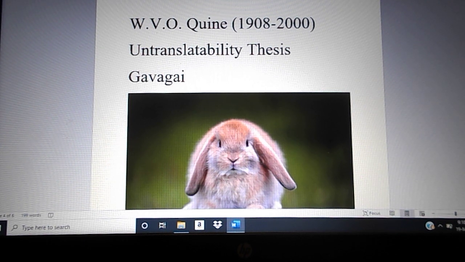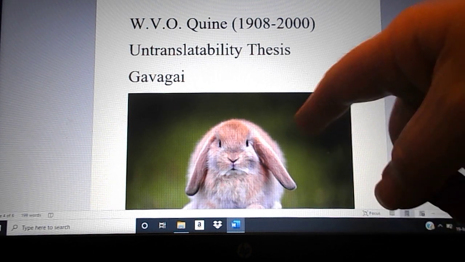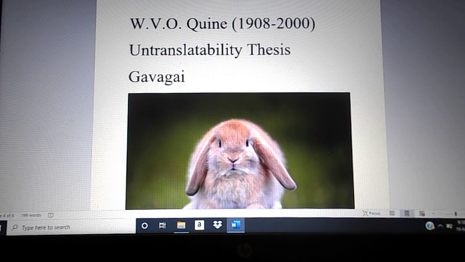So let's suppose then that we come across this little fuzzy critter here, and this native says "gavagai." Well, our automatic thought is, well, "gavagai," that must mean rabbit. But Quine says that's actually kind of an arrogant point, because we don't necessarily think in the same way that that culture does. Maybe they don't think in terms of whole or complete objects. Maybe what they think of is in terms of movement or action, and so maybe "gavagai" means hopping or jumping.